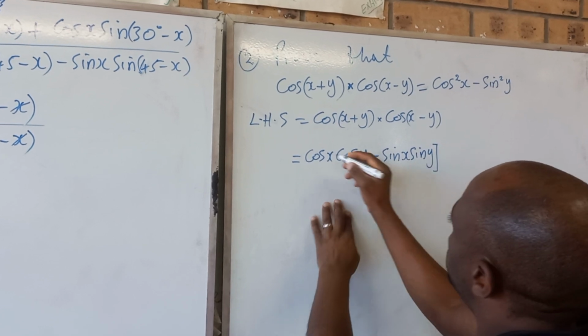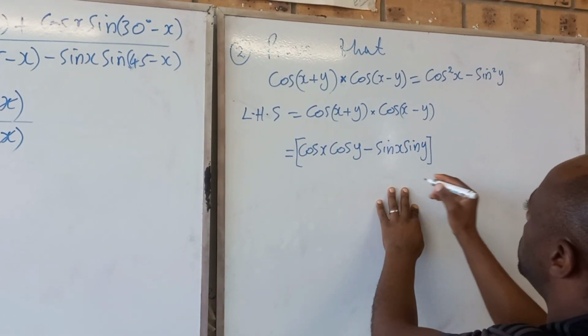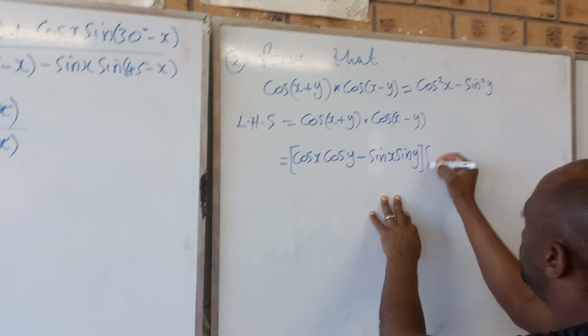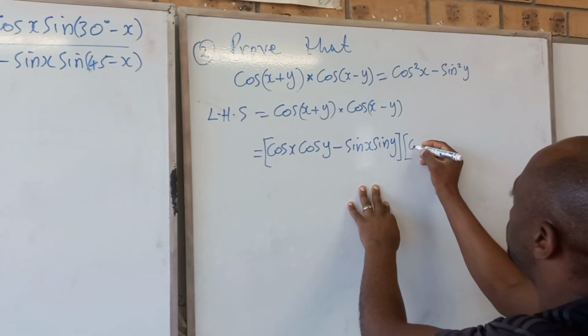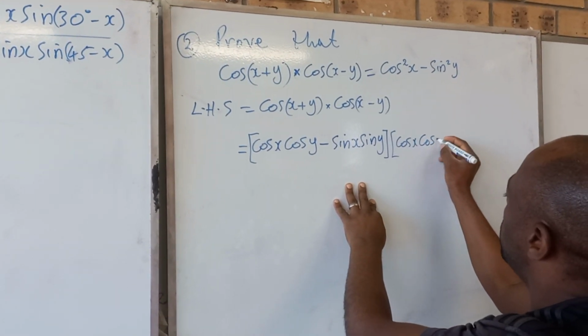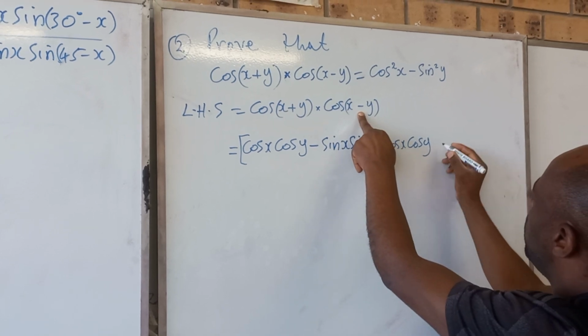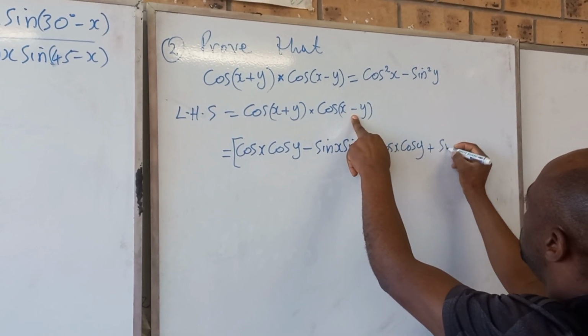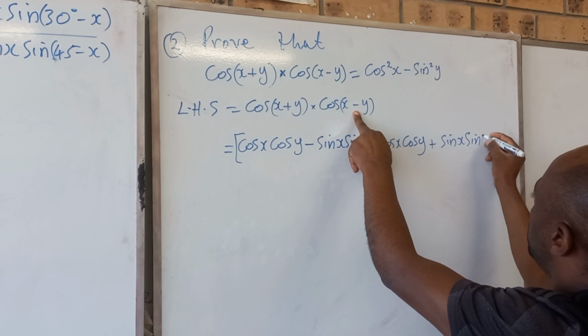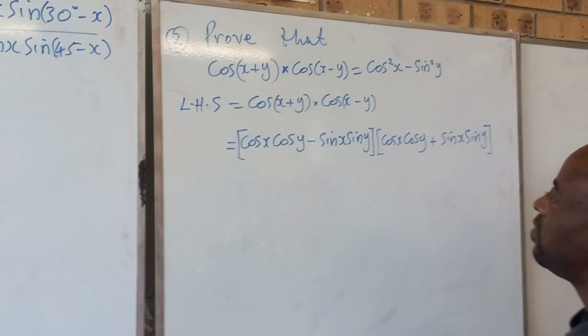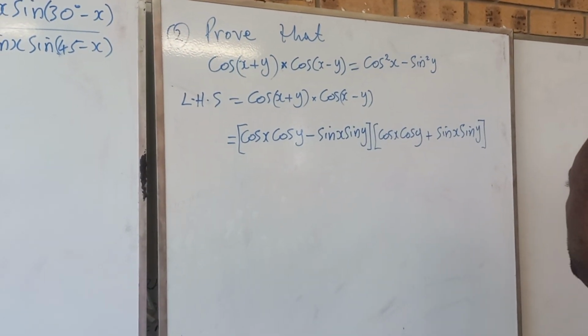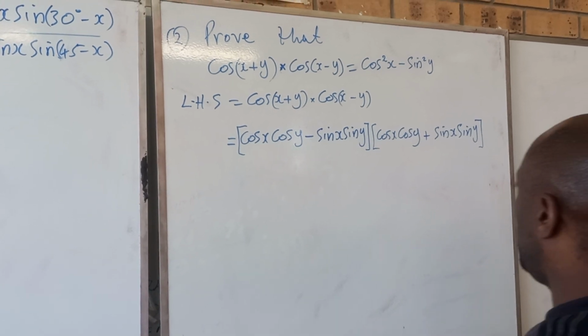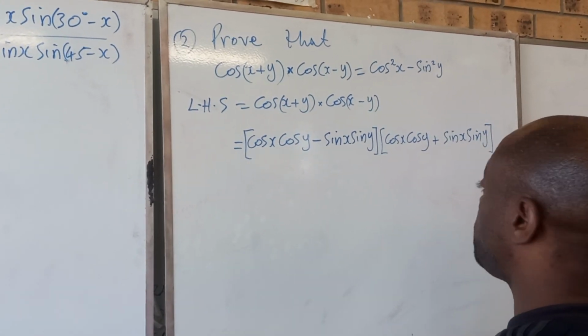So that's the first ratio there. Then I multiply by the other one. So I have cos x, cos y, a negative sign will go with a positive sign on the right, sine x, sine y. So again, that's the next one. So at this stage, it's multiplication.